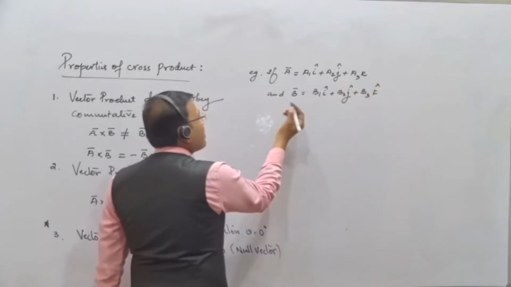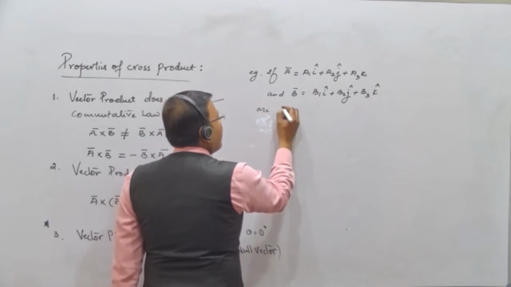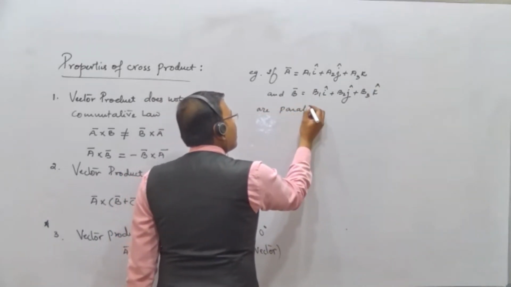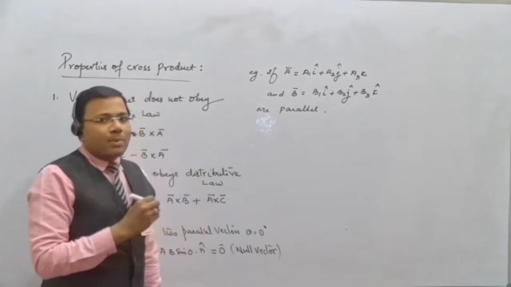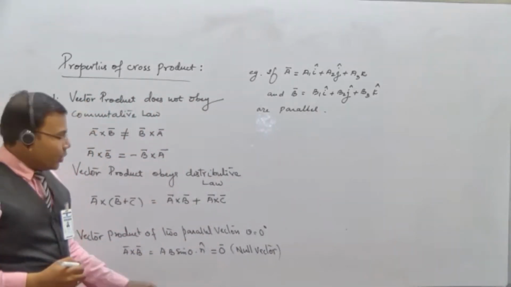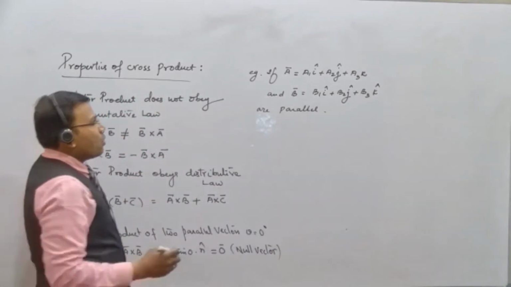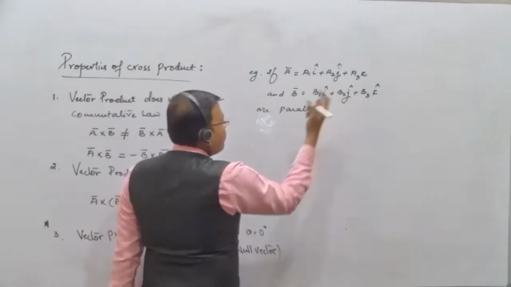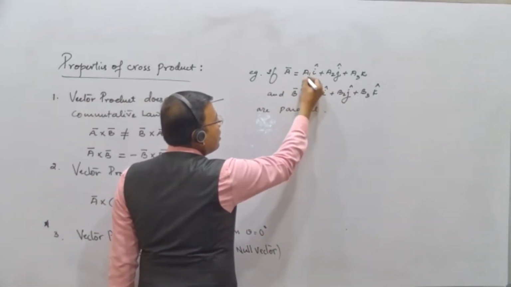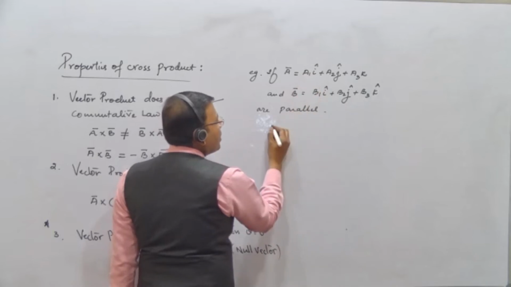Suppose these are the two vectors and it is said that they are parallel. Then you can apply this condition, the very important condition I am showing you under the third property. So if this is the situation, students, what we can do here is the division of the coefficients will be the same.